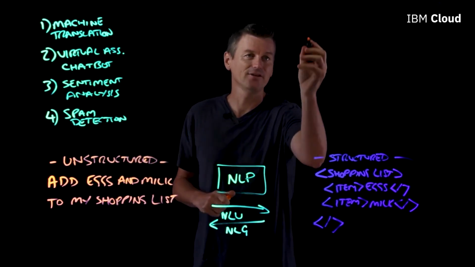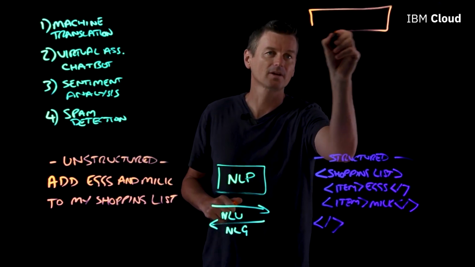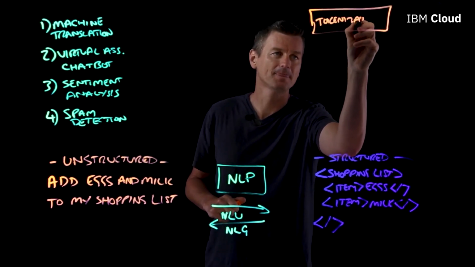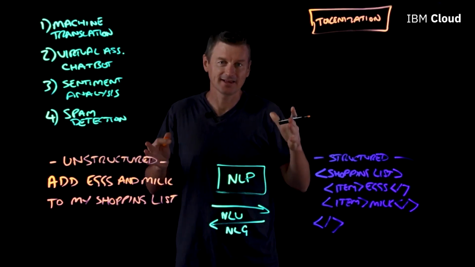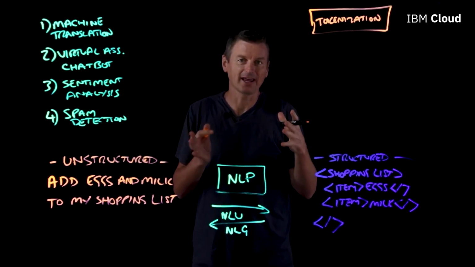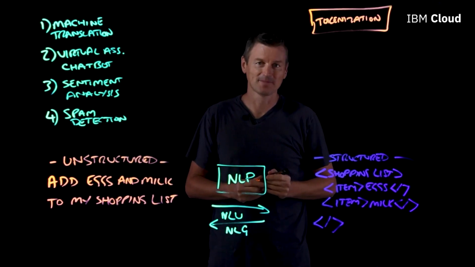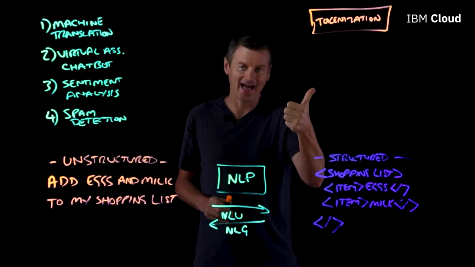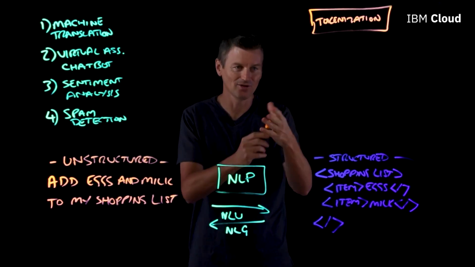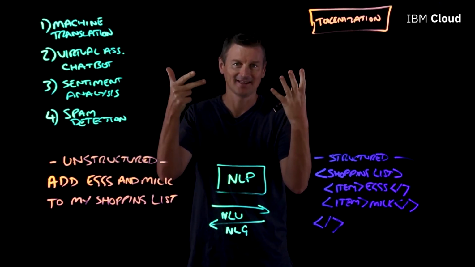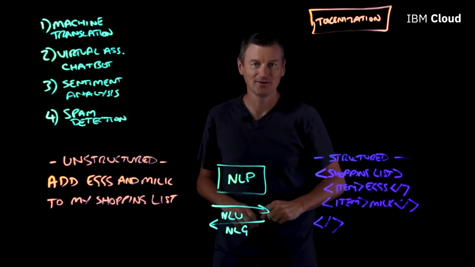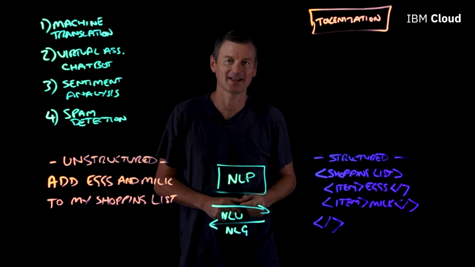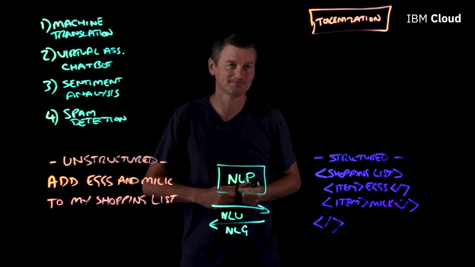Once we've got that, the first stage of NLP is called tokenization. This is about taking a string and breaking it down into chunks. So if we consider the unstructured text we've got here, add eggs and milk to my shopping list, that's 8 words, that can be 8 tokens. And from here on in, we are going to work one token at a time as we traverse through this.